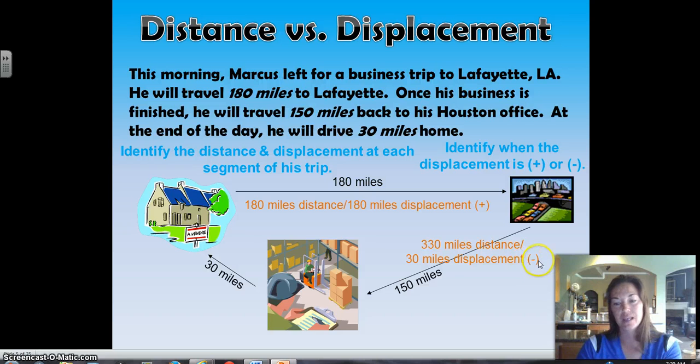That's backwards negative motion. And in the last segment of his trip, we add 30 more miles to his overall total for a total of 360 miles distance traveled. And since he ends right back where he started from, his displacement is 0. And since he was headed backward towards his reference point, his motion, his displacement, was negative, backwards motion.